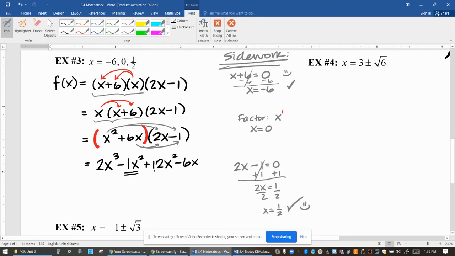And combine like terms when possible. Always, always, when you're asked for an equation, don't forget to name the polynomial and then put the equal sign.